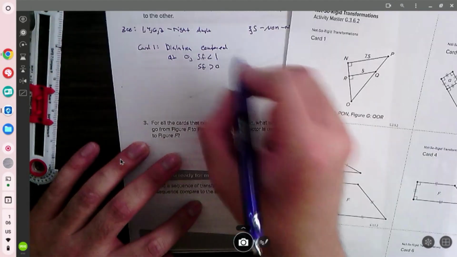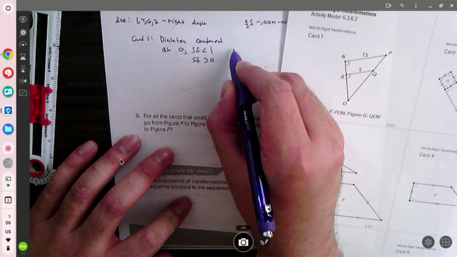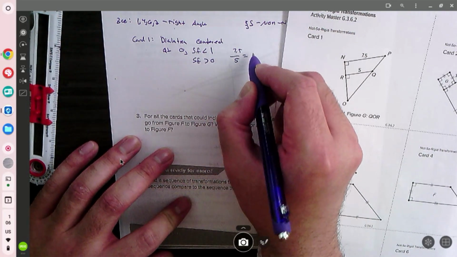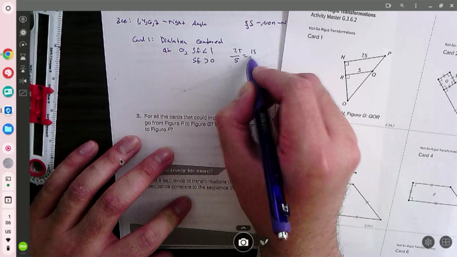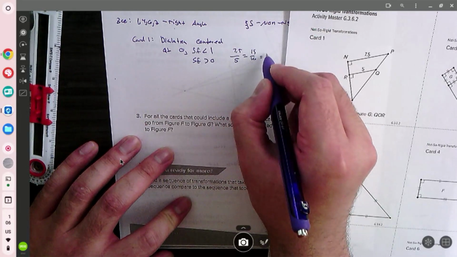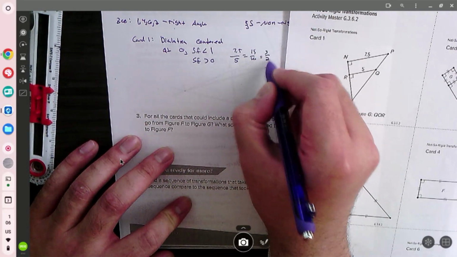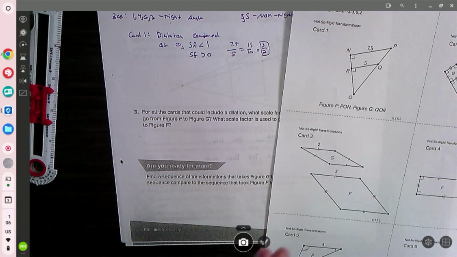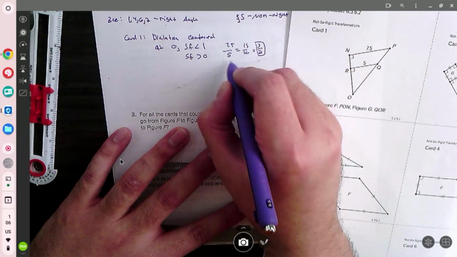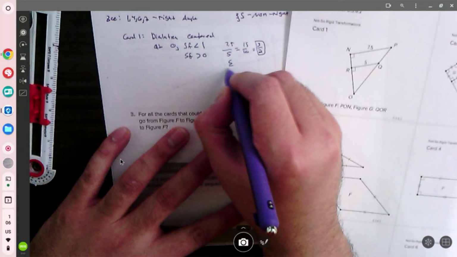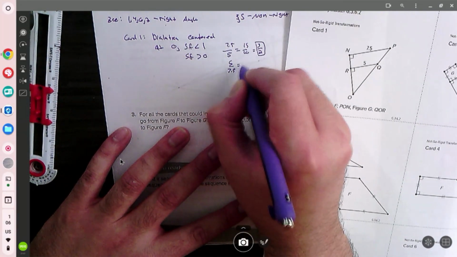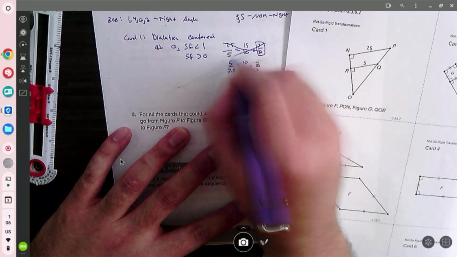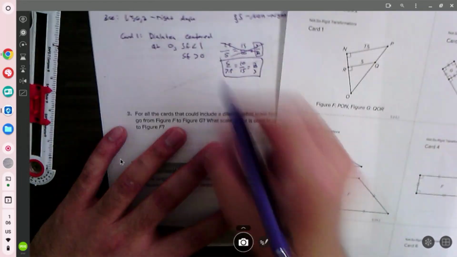If I were to actually find it, it would be 7.5 over 5, which is equal to 15 over 10, which is equal to 3 halves. So my scale factor would be 3 halves for this. Oh, wait. It should be the other way. My fault, it should have been flipped, with 7.5 on the bottom. All right, so that should be our scale factor.